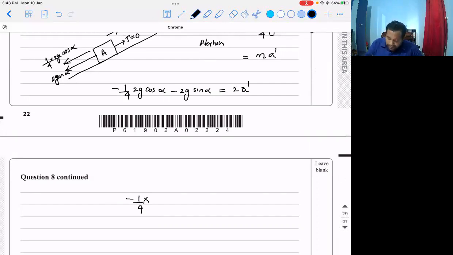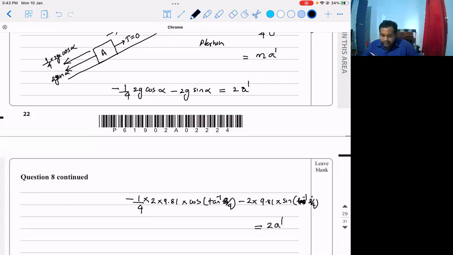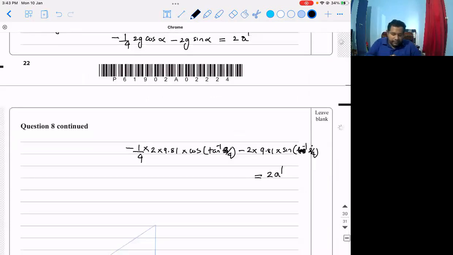2 multiplied by 9.81 multiplied by cos of, because alpha is tan inverse 3/4, right? Minus 2 times 9.81 times sine of tan inverse 3/4 is equal to 2 times acceleration. So please calculate that value.